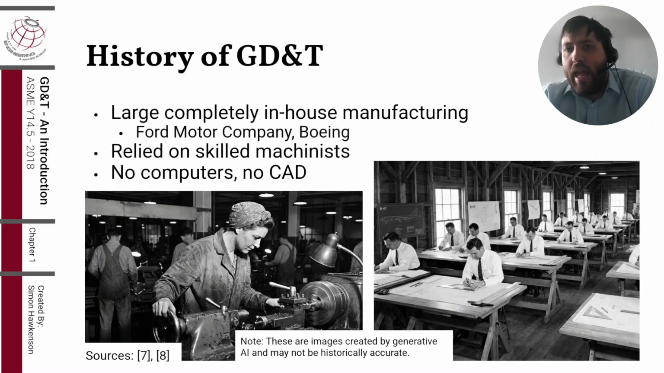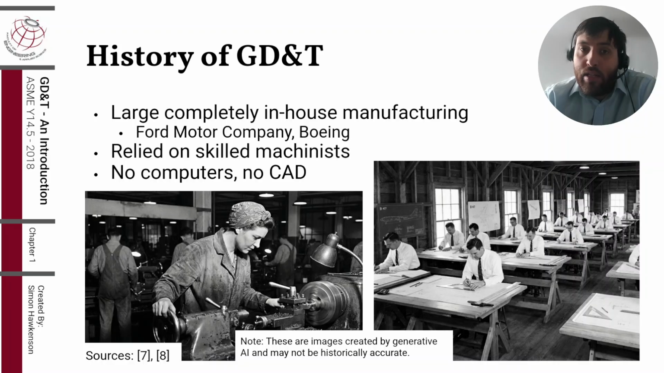So let's do a brief overview of why and when GD&T came to be in the first place. It used to be that design and manufacturing was largely done just in-house. Back in the day, Ford Motor Company and Boeing basically didn't outsource anything. Everything generally was drafted, machined, and assembled in-house. And this is very different from today.